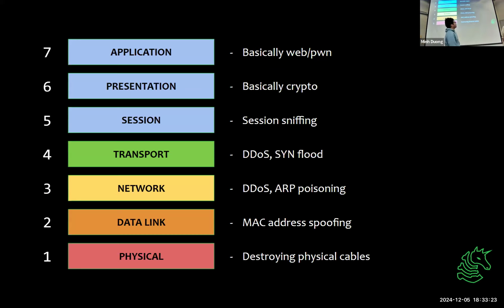And revisiting the OSI model, you can see how there are different attacks at different layers. Again, we talked about ARP cache poisoning. Another layer 2 attack is where you spoof a MAC address. You modify your device's MAC address to pretend that you're a different device.